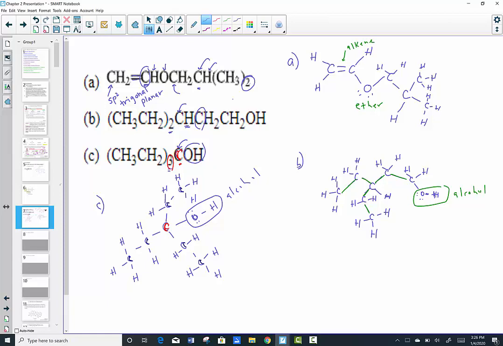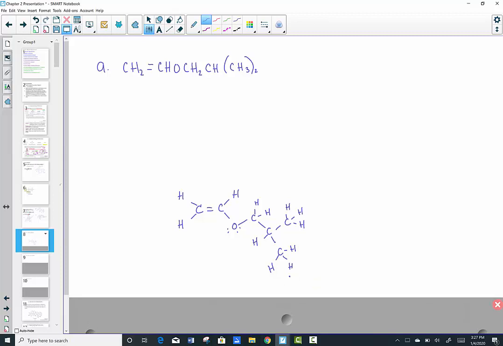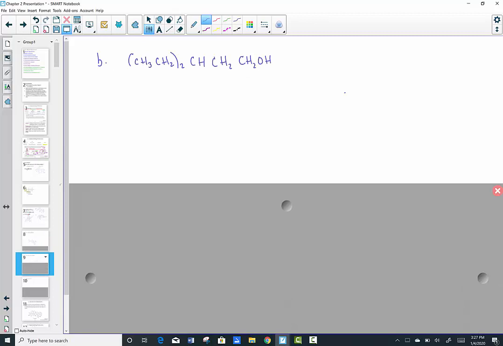I want to take these one by one. When you look at the structure, here's letter A. This is what we drew, cleaned up to make sure yours matches mine. Again, letter B. This is cleaned up. Make sure that yours matches mine.